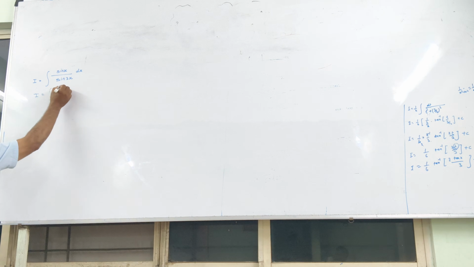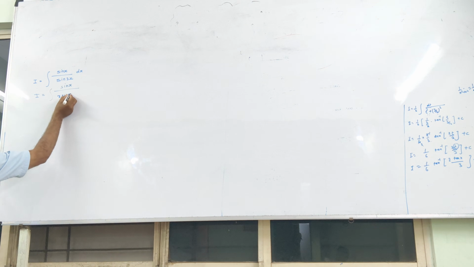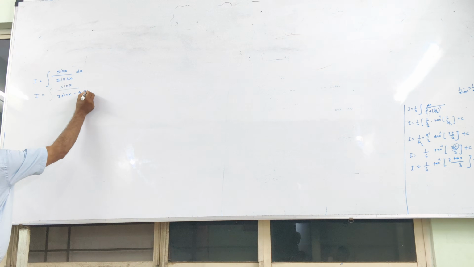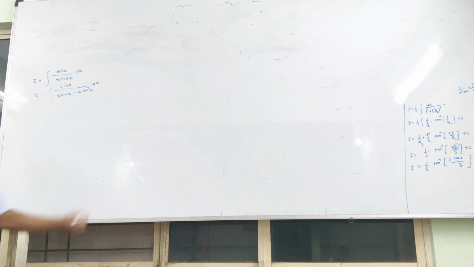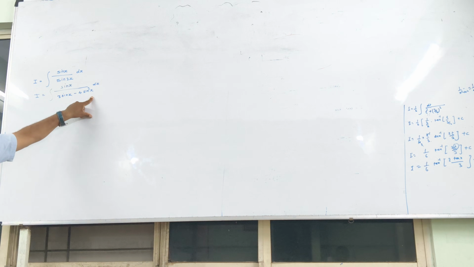I equal to integration of sin x upon sin 3x. What is the formula of sin 3x? Sin 3x is equal to 3 sin x minus 4 sin cube x into dx. The formula of sin 3x is nothing but 3 sin x minus 4 sin cube x.